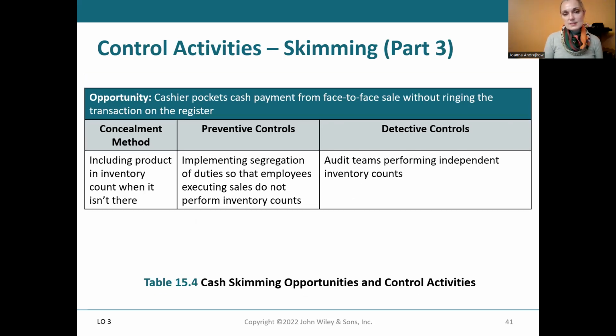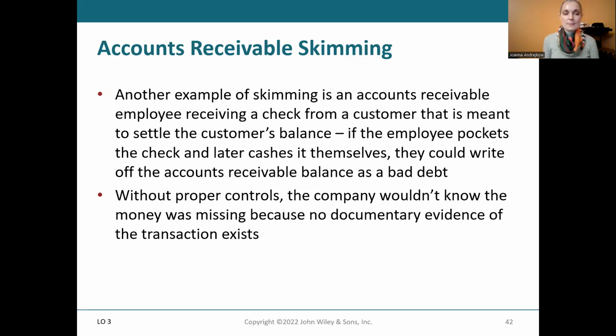Another way to conceal skimming is to include product inventory count when it isn't there. And the best way to prevent this is implementing segregation of duties so that employees executing sales do not perform inventory counts. And for a detective control, you can have audit teams performing independent inventory counts. And that usually happens with auditors at the end of the year.